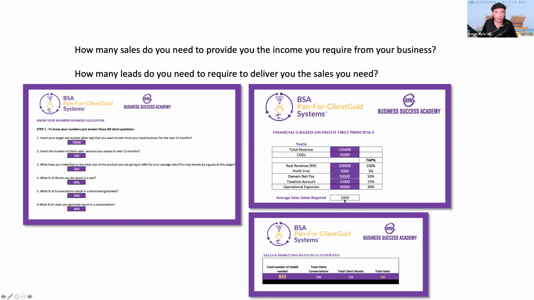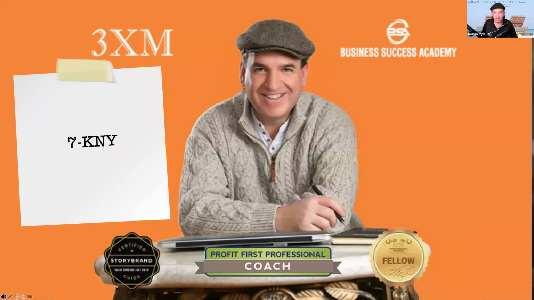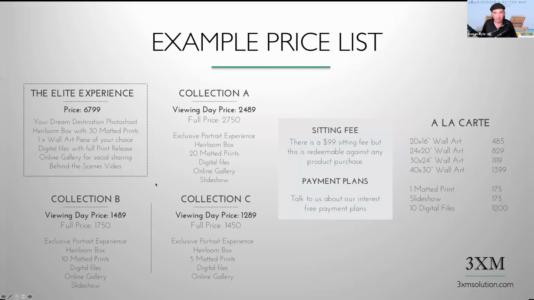So why is this important? Knowing this number, 1350, what is that going to mean? That is going to mean that when I go back to my prices, if I'm using collections, I'm going to make sure collection C is priced at that figure. Why? Because 70% of people are going to end up here. So the chances are, provided not too many go for my smaller package, I'm going to end up with that average. So that's how all these things link.